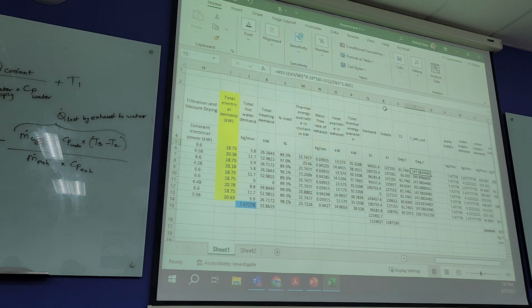The gauge is 45, right? So it is multiply by 4.18, multiply by our change in temperature, which is 85. Okay. Then you get the total heating demand, which is in kW. So what is that? What do you use? That's 5 plus.